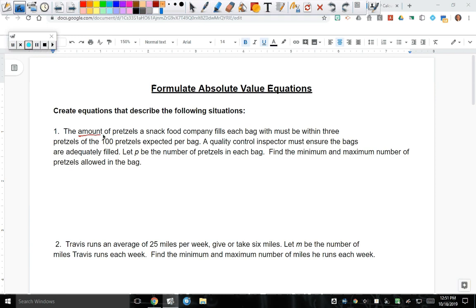First of all, the amount of pretzels a snack company fills each bag with must be within 3 pretzels. So this says the margin of error. Alright, so the margin of error is 3, so we know that's going to be all by itself on one side. It says of the 100 pretzels expected per bag. So if it's a positive 100, we're going to write minus 100, because everything in absolute value with the x is the opposite. So this is your possible equation.